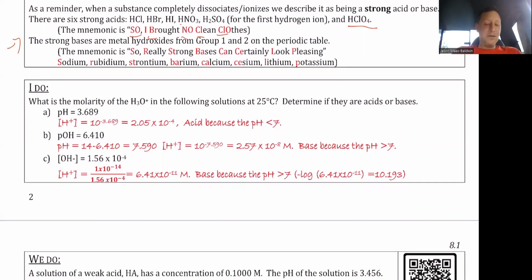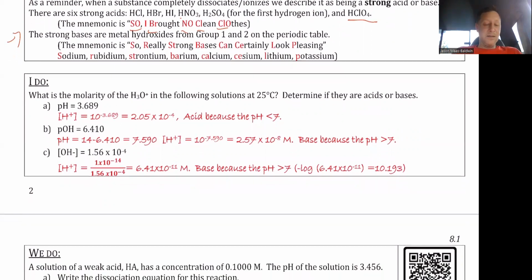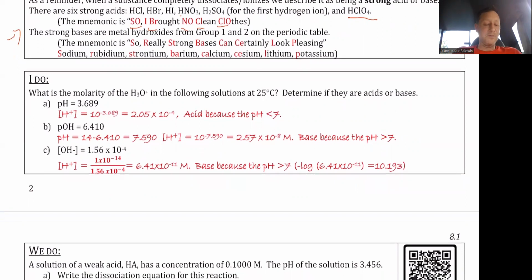The strong bases are basically the metal hydroxides, where the metal comes from group 1, your alkali metals, or group 2, your alkaline earth metals.